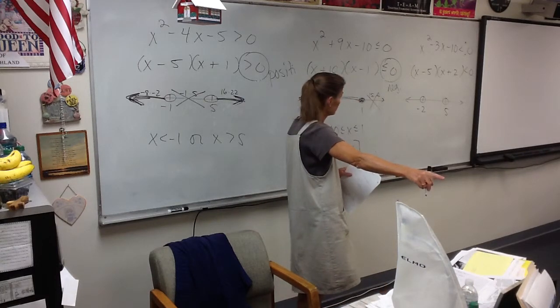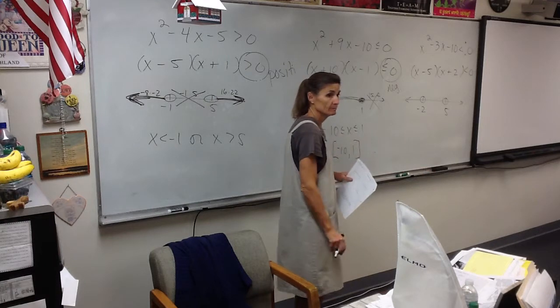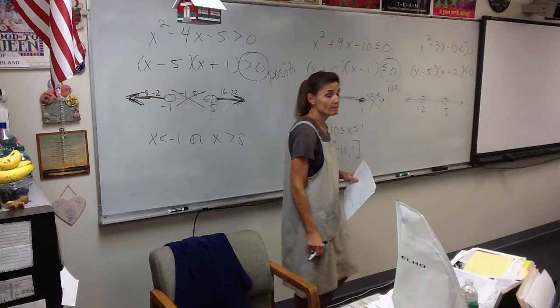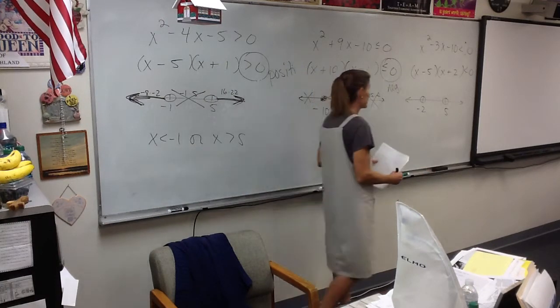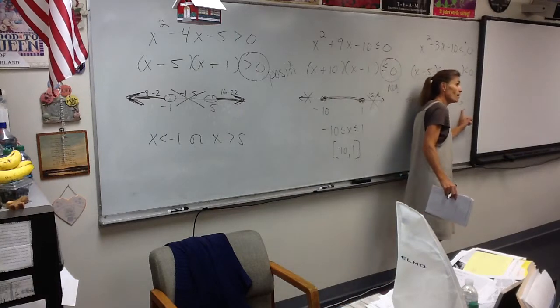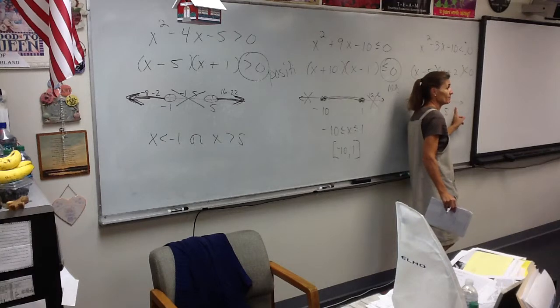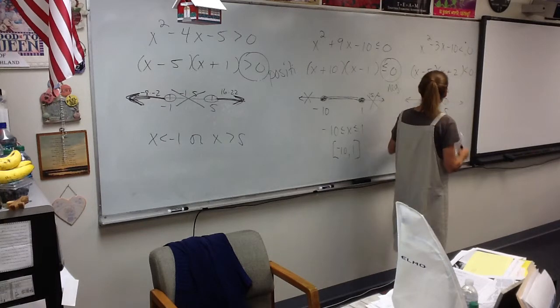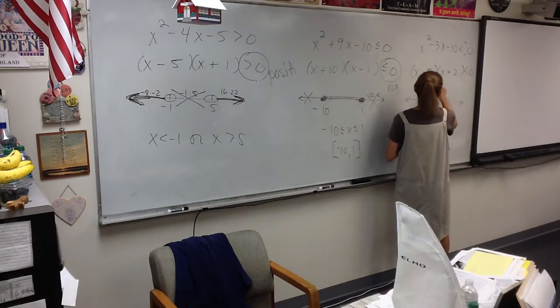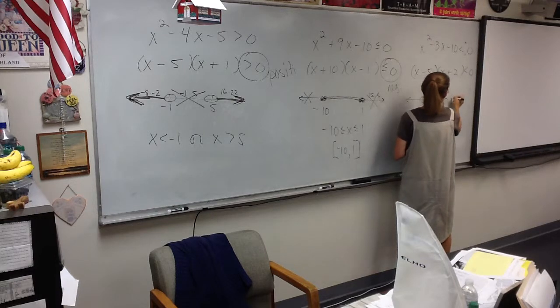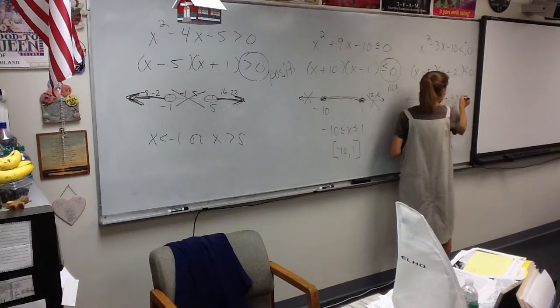Girls, what do I do next? Plug in a number. Plug in a number. What number do you want, Julia? 7. 7 is the number out here, right? And remember, you can pick any number you want except the dots. She chose 7. If I put 7 into my parentheses, I will have 2 times 9.